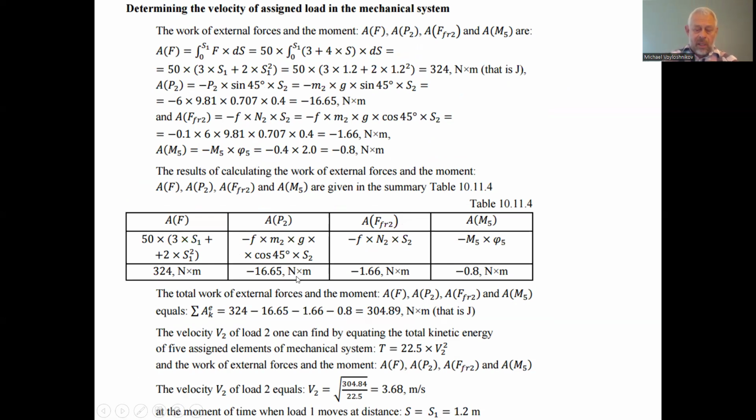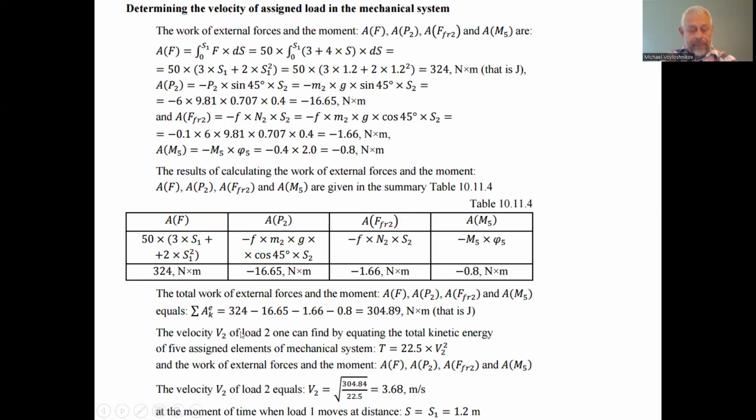We summarize all this in the table. So this is the work of the external force assigned. This is the work of the force of the wedge against the motion of the mechanical system of the second load. This is the force of friction of the second load, as well resisting the motion. This is the work of the resistance moment of the fifth pulley, these with the minuses, the first one with the plus. And the resultant work of the external forces is equal to 304.89 newton meters. This is joule, the unit of energy or work in mechanics.